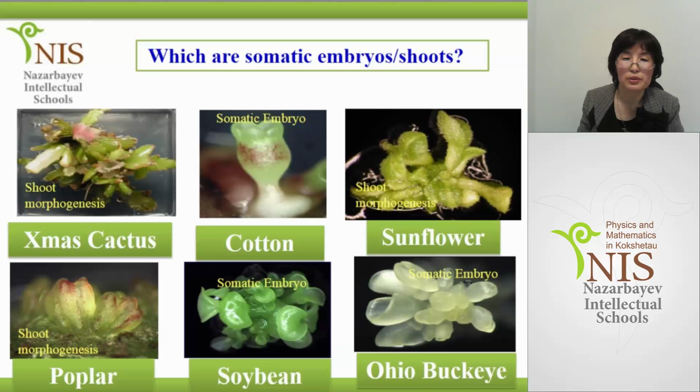And now you see this picture, 6 plants: cactus, cotton, sunflower, poplar, soybean, and oxybuck Y. Which are somatic embryos, which are shoot embryos? 3 of these plants show shoot morphogenesis, and 3 of these plants are somatic embryos.